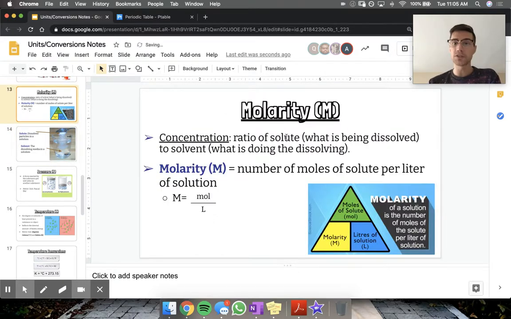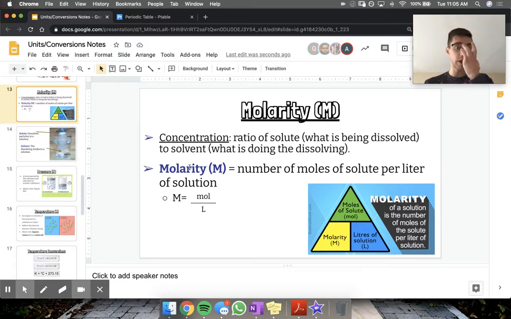So the ratio of solute, the stuff we're dissolving, to solvent is how much stuff did we dissolve, and how much total stuff did we dissolve in, okay? So dissolving 12 scoops of lemonade powder is going to give you a higher ratio of solute to solvent, which means 12 scoops is way more concentrated than 1 scoop, all right?